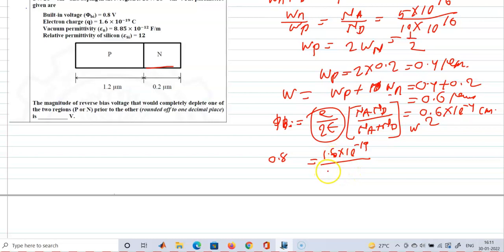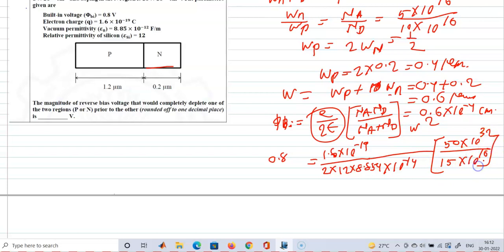So plug in all these values. Epsilon r is 12, and epsilon naught is 8.854 into 10 to the power minus 14, so everything is in centimeters here, right? Now Na Nd: that is 10 into 5, that is 50 into 10 to the power 32. Then their addition is 15 into 10 to the power 16.